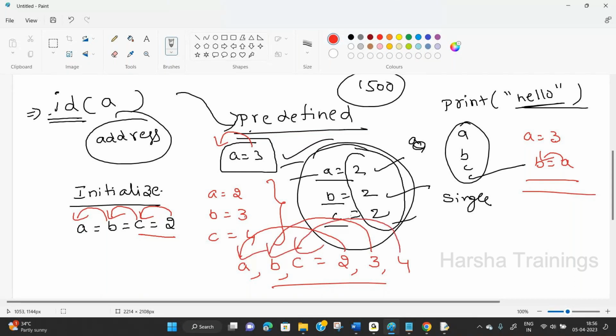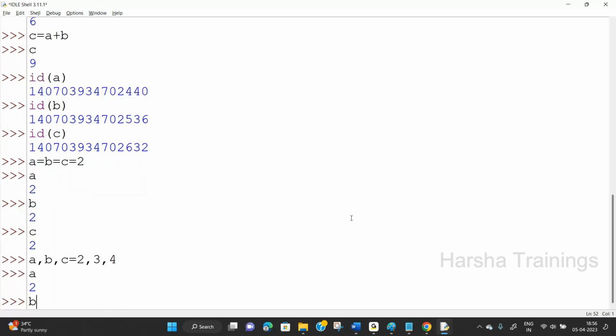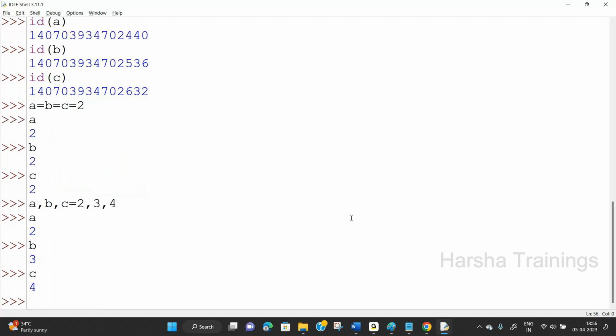Now I will show you: A comma B comma C is equal to 2 comma 3 comma 4. A value 2, B value 3, C value 4. Now you agree? Multiple values assigned to multiple variables. Now the introduction of variables is clear, but before going to the next one, I will give you one point. A comma B comma C is equal to 2 comma 3.